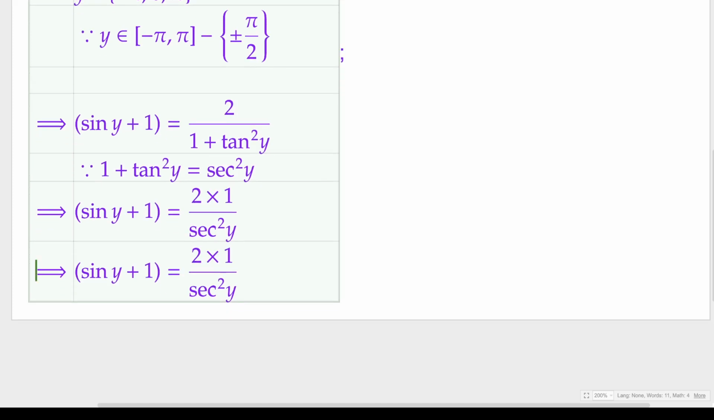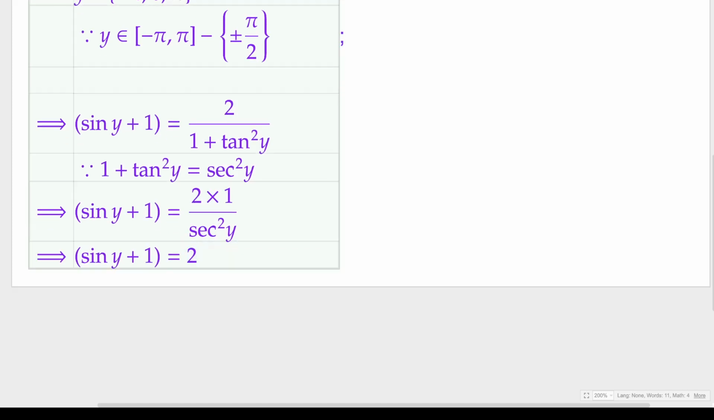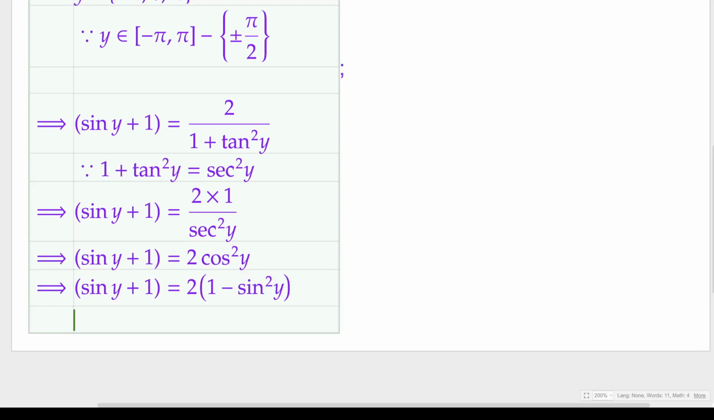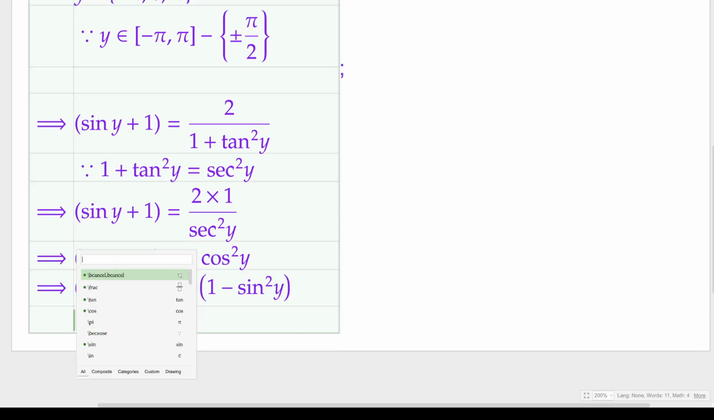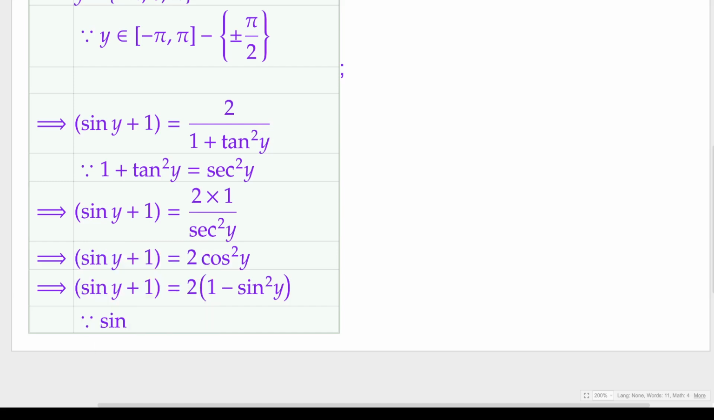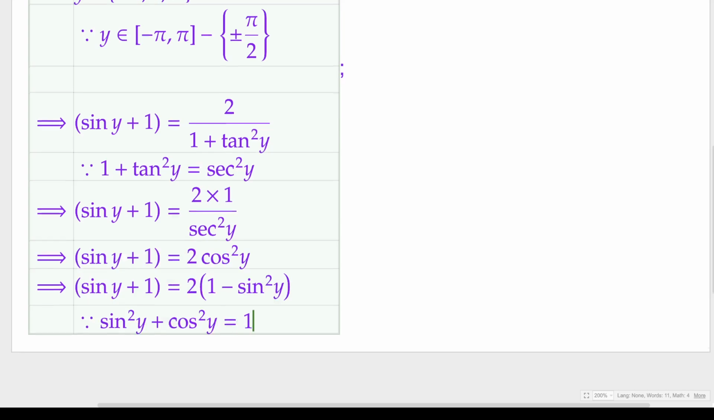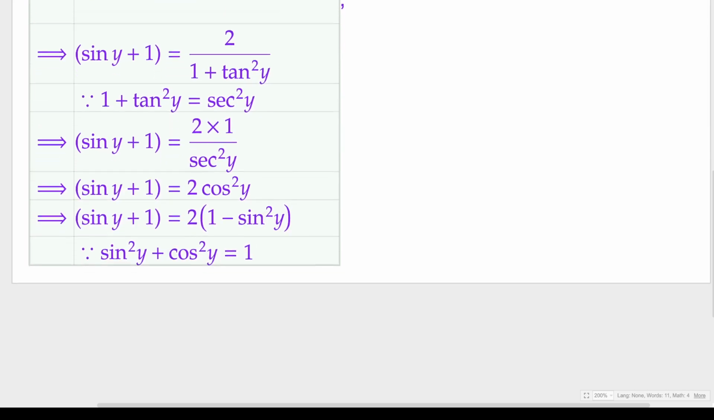So 1 over secant y squared can be written as 2 times cosine y squared, right? And now I can convert this into similar terms, that is, instead of cosine squared y, this can be written as 1 minus sine of y squared. Very simple. We know this reason very well, that sine squared y plus cosine squared y is equal to 1.